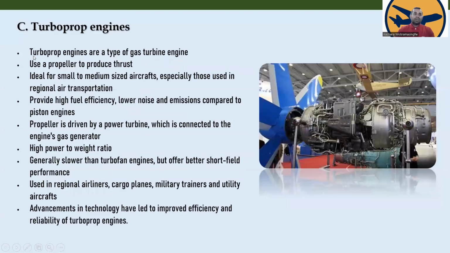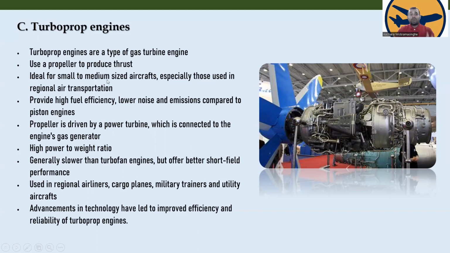All right. Okay, now let's go to the turboprop engine. A turboprop engine consists of a propeller and also a gas turbine, right? So turboprop engines are a type of gas turbine engine that uses a propeller to produce thrust. Remember, in the turbofan engine, the fan is used to produce the thrust, and the fan takes the air, compresses it and sends it to the combustion chamber. In the turboprop engine, the propeller produces the thrust.